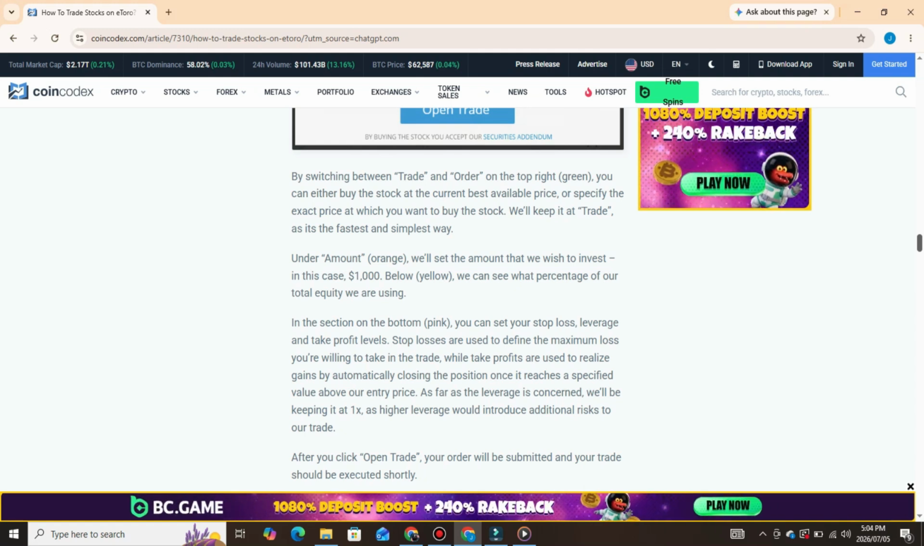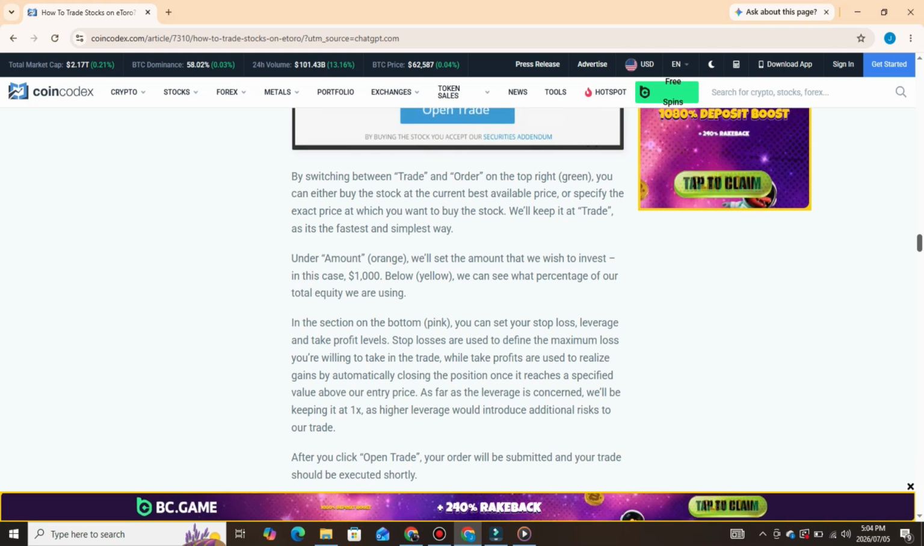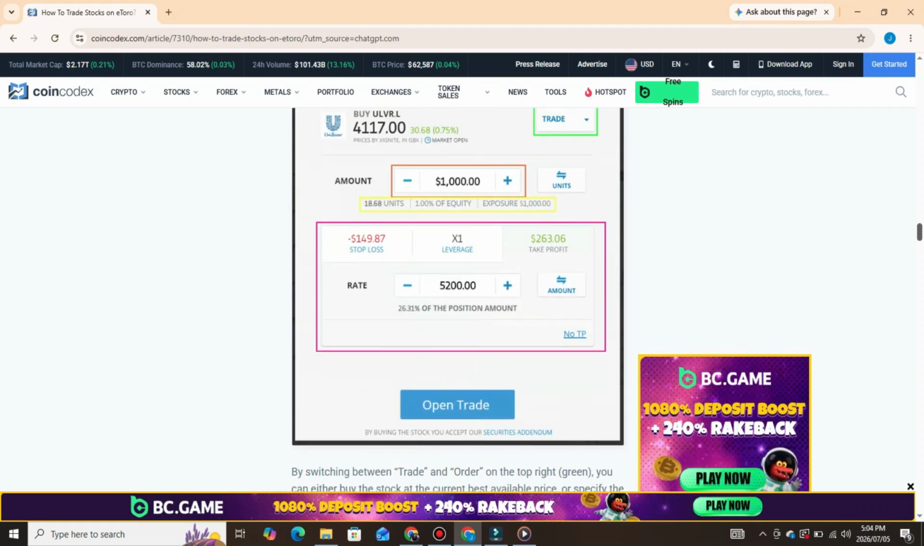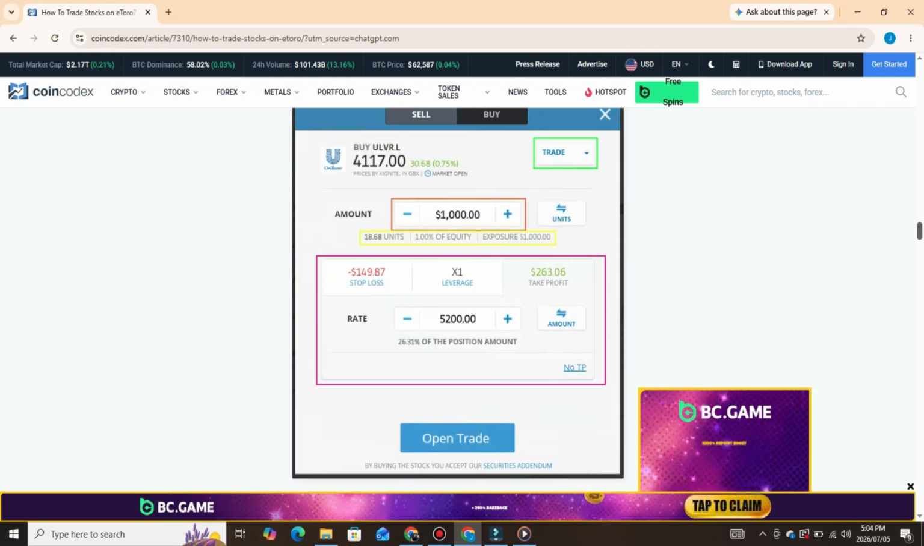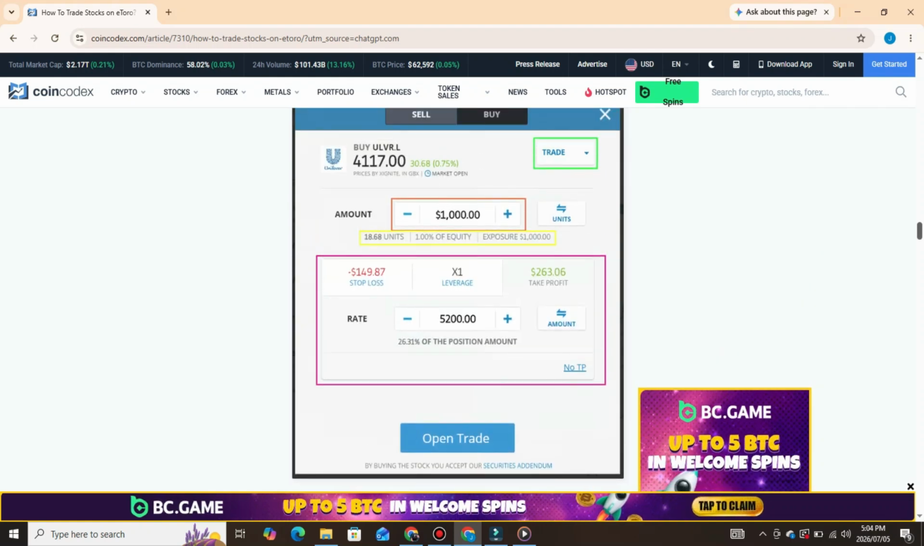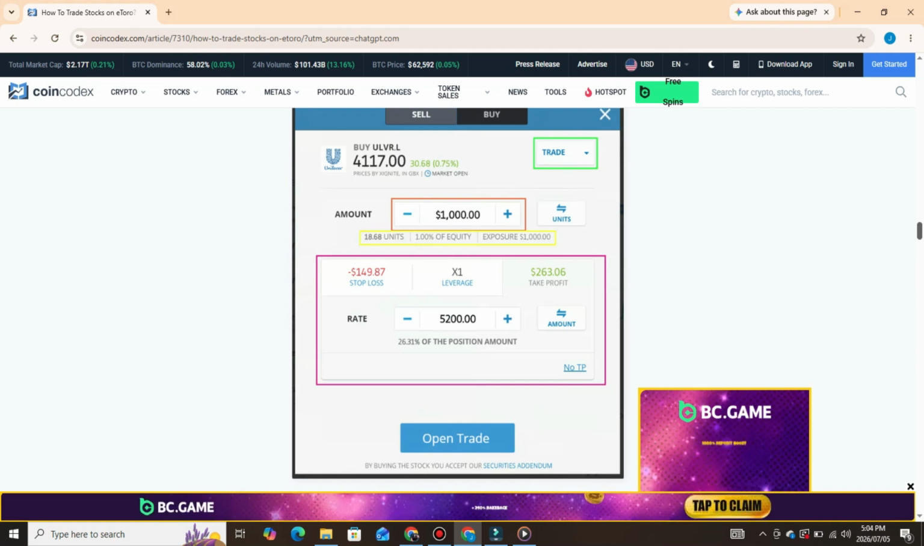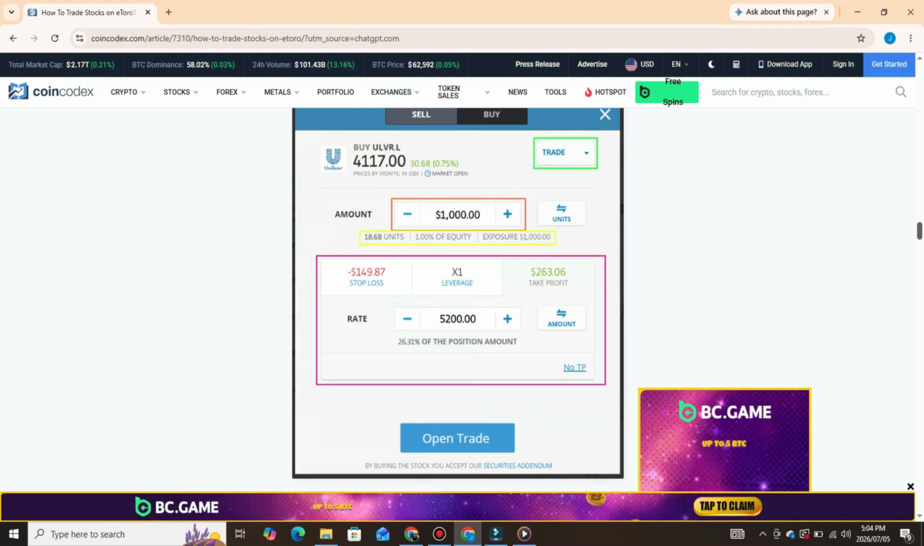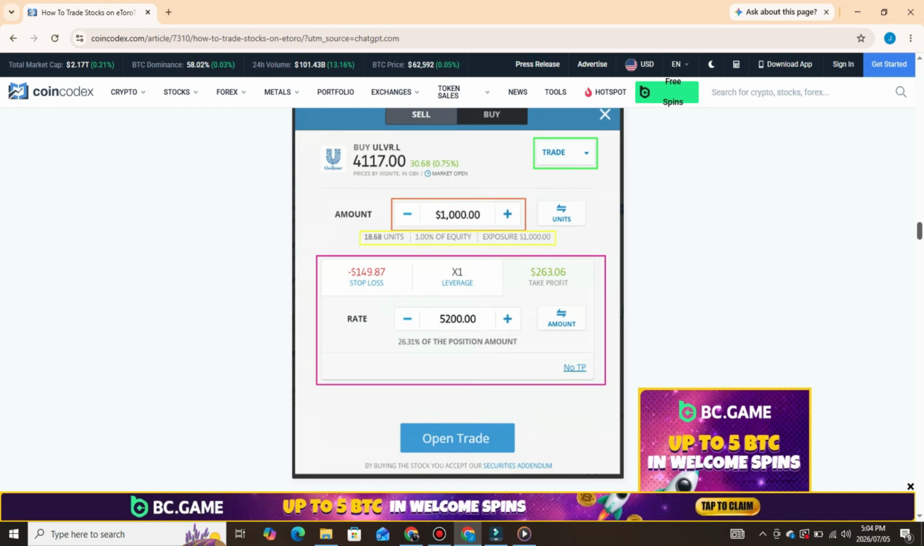Under amount, we'll set the amount that we wish to invest, in this case, $1,000. Below, we can see what percentage of our total equity we are using. In the section on the bottom, you can set your stop loss, leverage, and take profit levels. Stop losses are used to define the maximum loss you're willing to take in the trade, while take profits are used to realize gains by automatically closing the position once it reaches a specified value above our entry price.